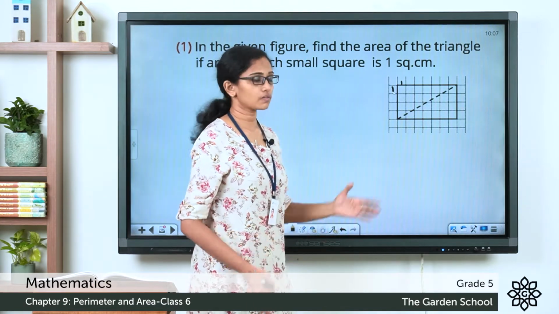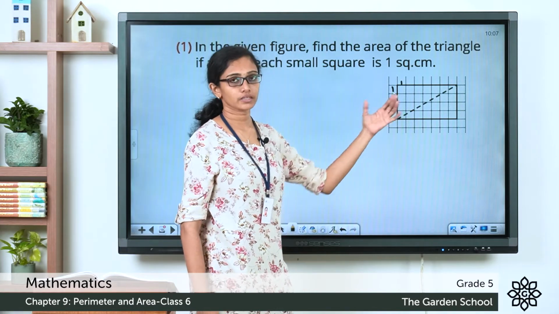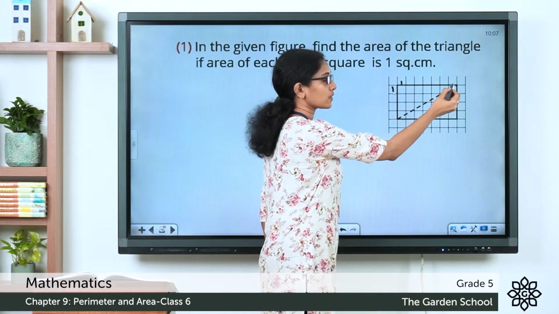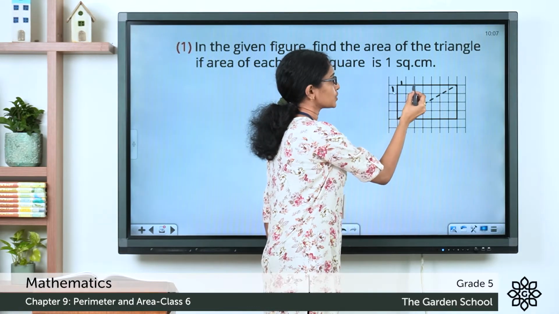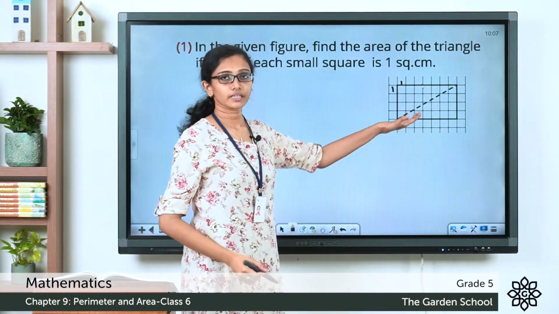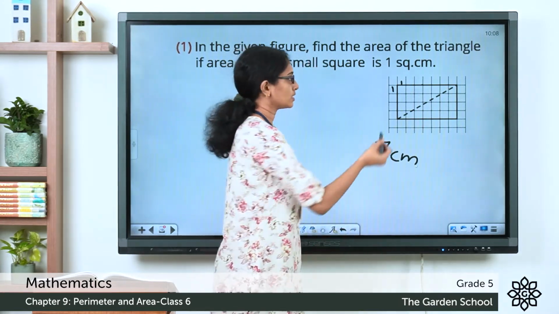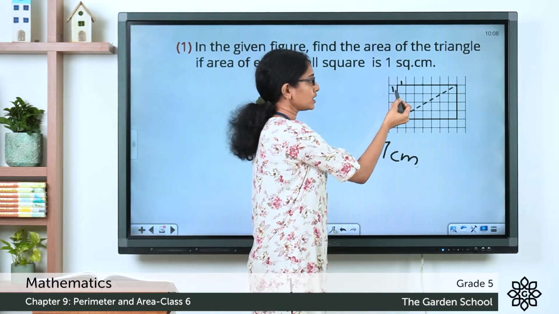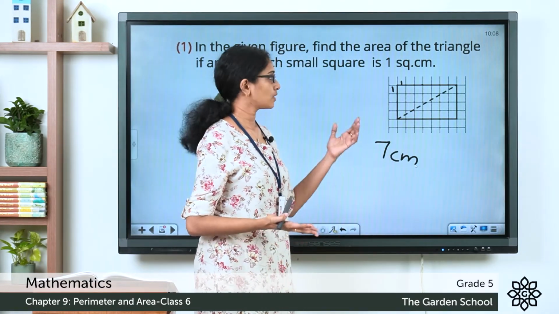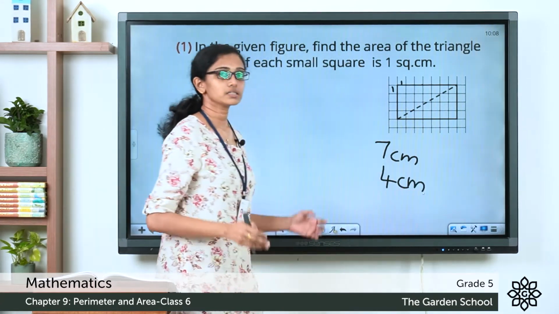So here it will be 1 centimeter this way, and here also it will be 1 centimeter this way. So how can we find out the area of this rectangle? We have to count the number of unit squares. So this is 1 centimeter. So the whole length of the rectangle will be 1, 2, 3, 4, 5, 6, 7. So this rectangle has a length of 7 centimeter. Now what about the breadth? So 1 square is 1 centimeter. So 1, 2, 3, 4. 4 squares means 4 centimeter. So the breadth of this rectangle is equal to 4 centimeter.